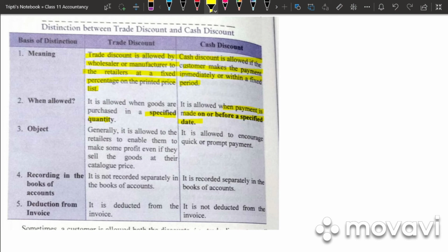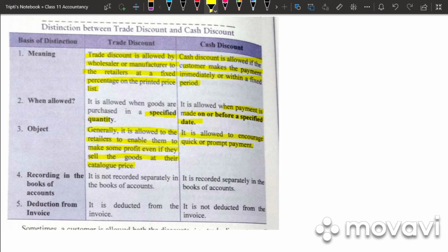Next we have objective. Generally it is allowed to the retailers to enable them to make some profit even if they sell the goods at a catalog price. So the main objective of trade discount is to benefit the retailers so that they make good amount of profit even if they sell the goods at their catalog price. And cash discount, it is allowed to encourage quick or prompt payment. तो जब भी आप सामान बेचोगे and if you sell the goods on credit, तो यही रहता है कि पैसे कब आएंगे और कब नहीं. So when you give a cash discount, the customer is motivated and आपको भी prompt payment मिल जाएगा.